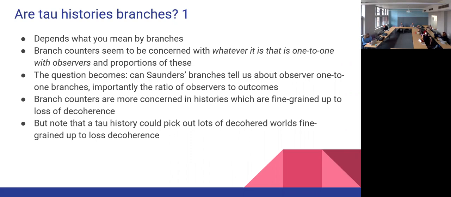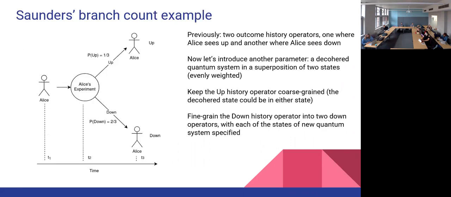And immediately we can see that doesn't seem to line up well with the notion of the tau history. So the question becomes, can Saunders branches tell us about observer one-to-one branches, importantly, the ratio of observers to outcomes? I'm going to say its branch characters seem to be more concerned with histories that are fine-grained up to decoherence, or at least that are in some way one-to-one with observers, and note that a tau history could pick out lots of decohered worlds, fine-grained at the loss of decoherence.